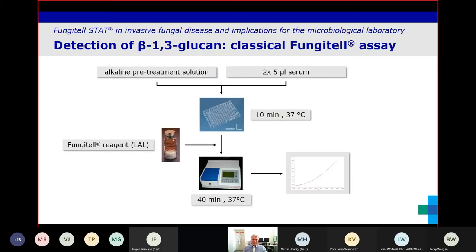The workflow of the classical Fungitell assay is that you pipette serum together with a pretreatment solution in a 96 well plate, incubate it for 10 minutes at 37 degrees. You add the Fungitell reagent, which means that's the limulus reagent, and then you do a kinetic measurement over 40 minutes at 37 degrees Celsius, and you get a kinetic of the color that develops within the wells, and by a mathematical process, you get a concentration out of this.